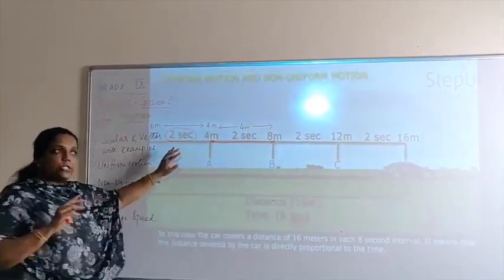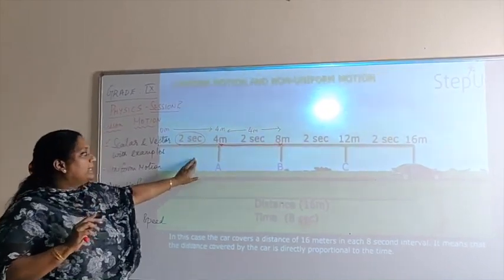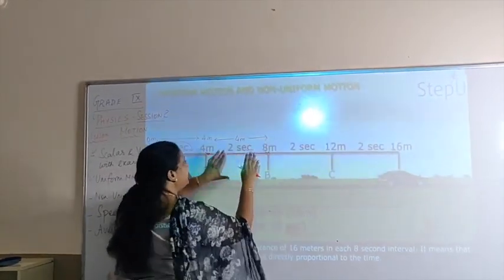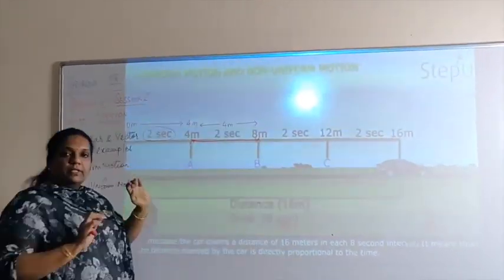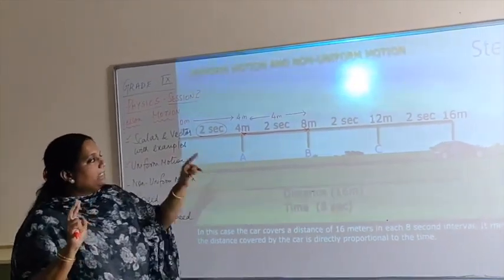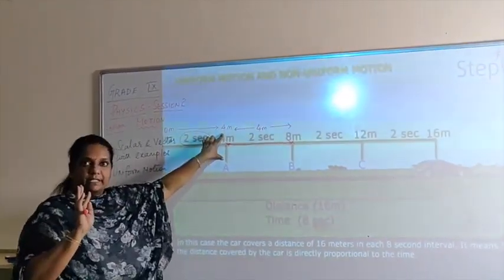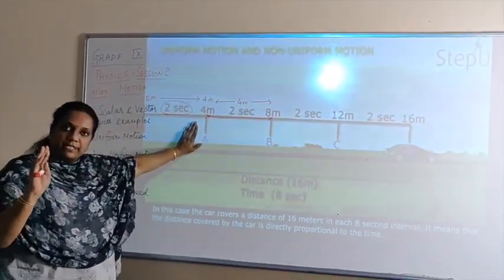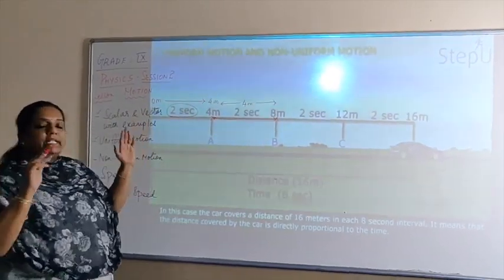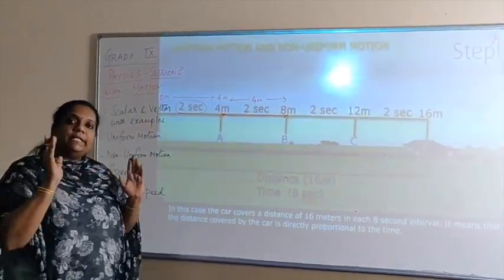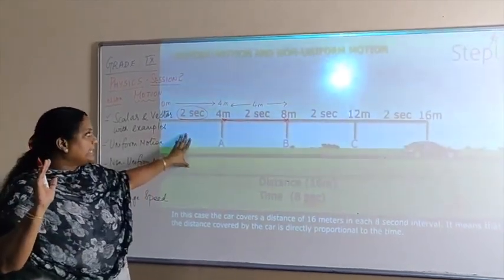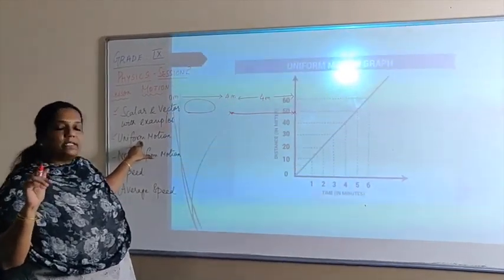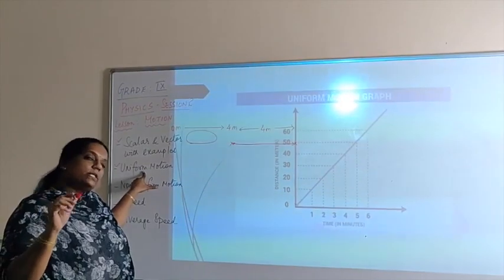So what is the observation we have made? We found that the vehicle is covering equal distances in equal intervals of time. For every 2 seconds, the car traveled a distance of 4 meters and this speed was uniform. So this is what uniform motion is. Whenever a body is covering equal distances in equal intervals of time, the body is said to be in a state of uniform motion. Here the equal distance was 4 meters and the time was 2 seconds.